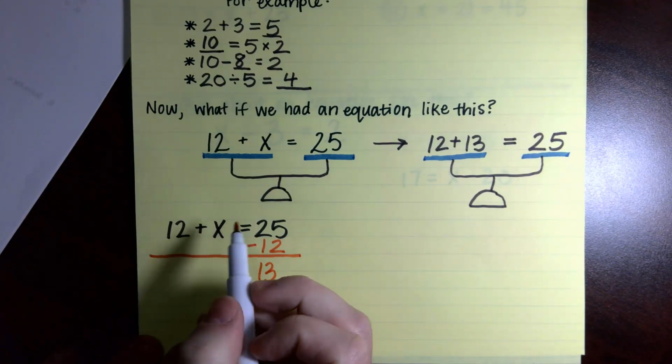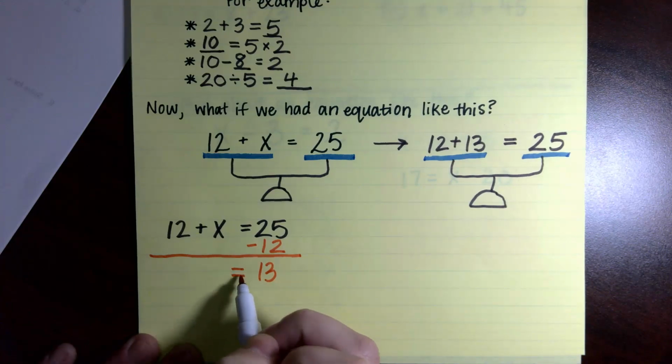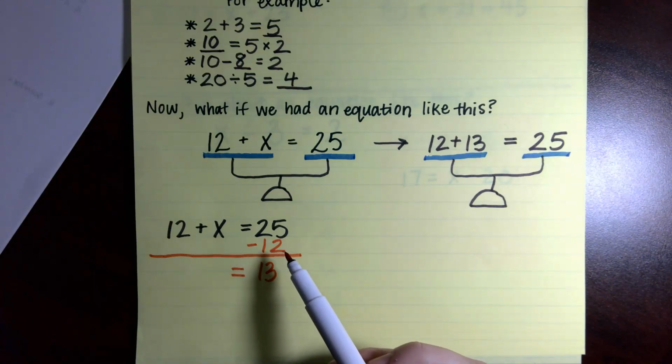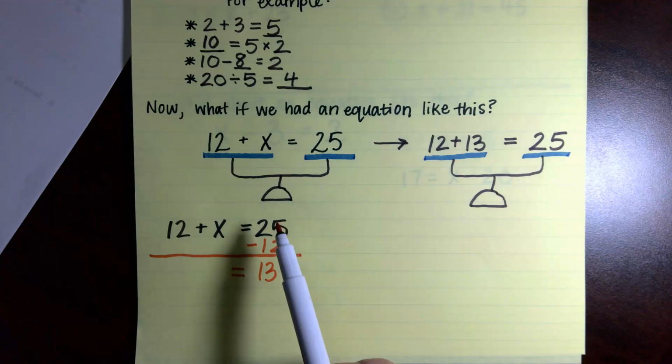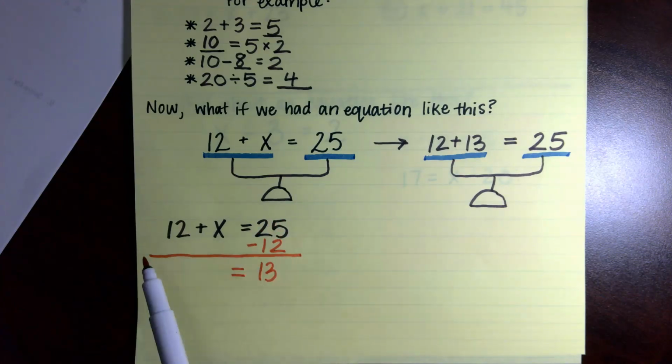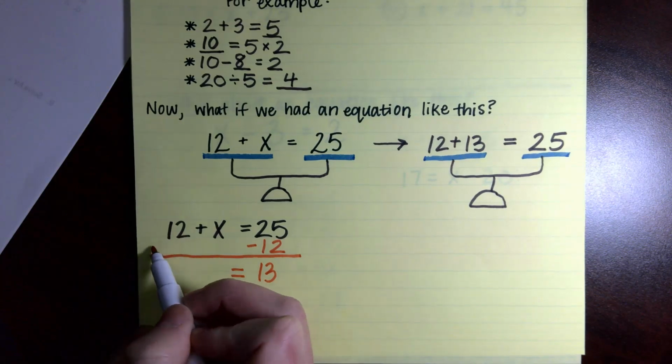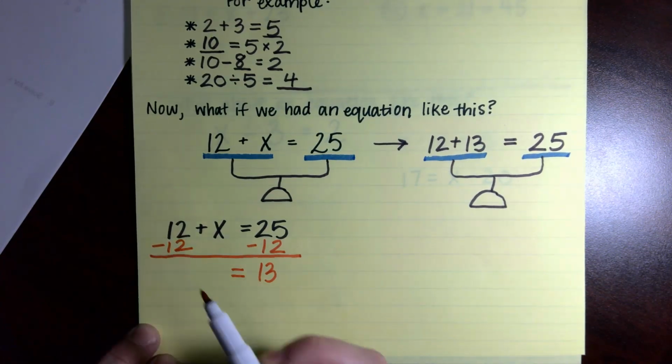Now, we need to make sure that both sides of our equation are equal. So whatever we do to one side, we have to do it to the other side as well. So if I take 12 away from this side, I need to also take 12 away from the other side here. So I'm going to subtract 12.